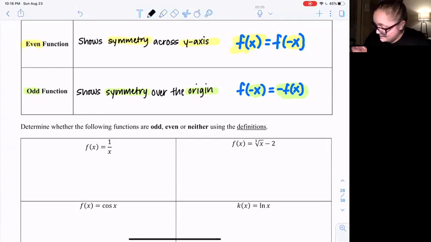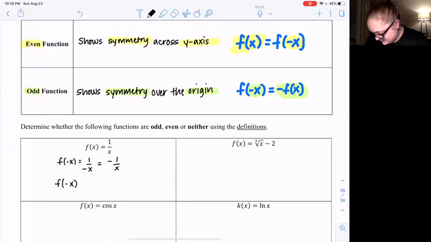So when I have f of negative x, I get 1 over negative x, which is equal to negative 1 over x. So f of negative x is equal to negative f of x is what I discovered. And so if this is the case, this is going to be odd.